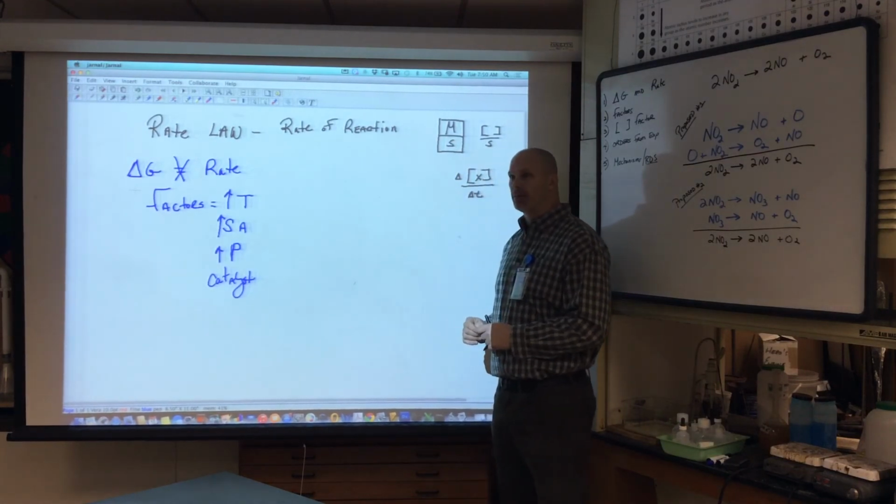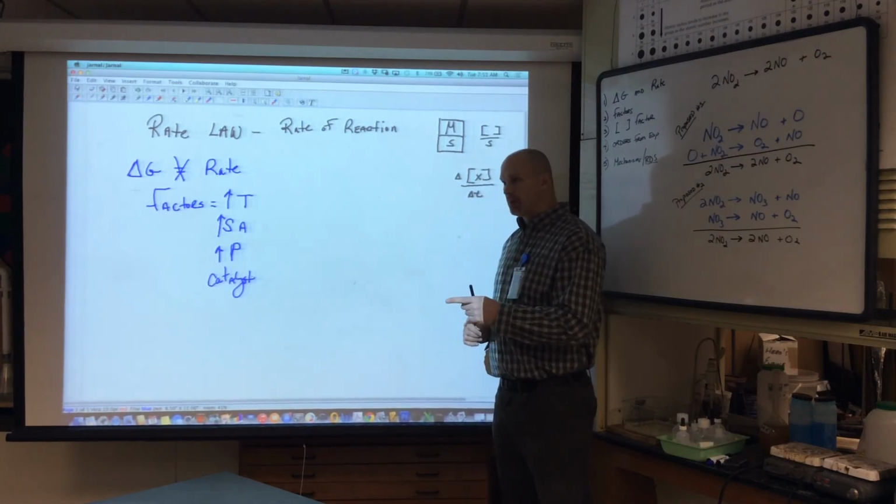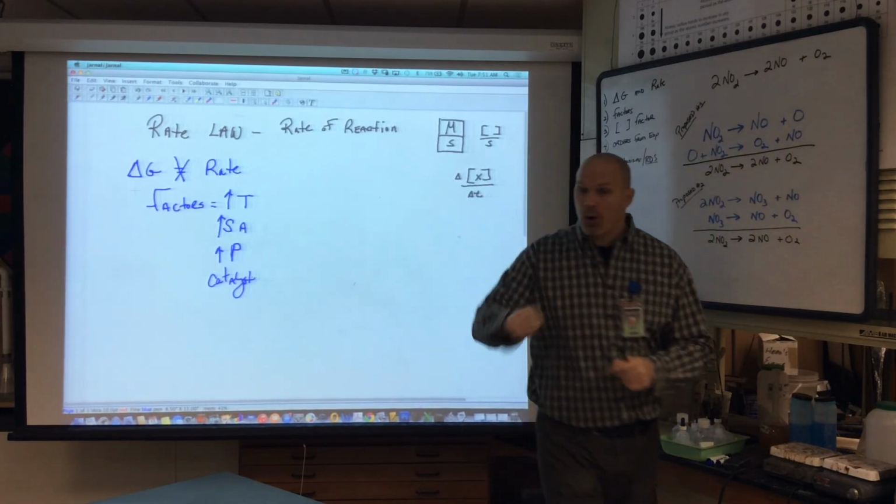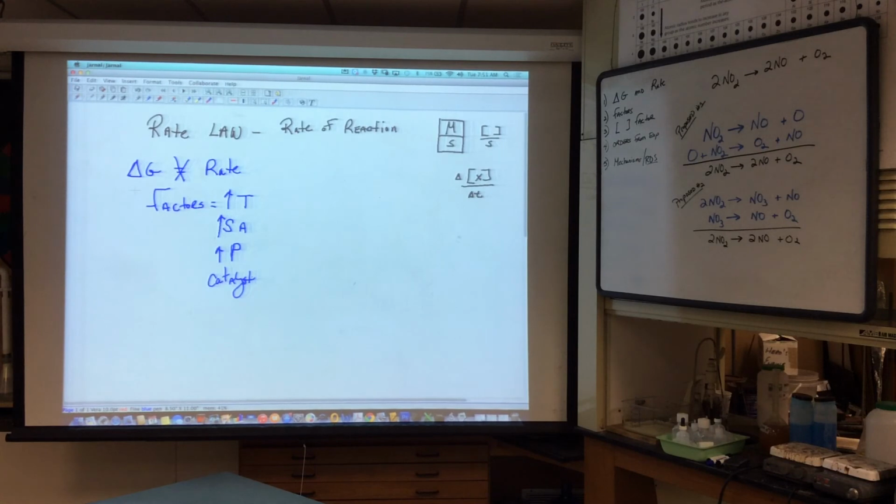We're missing a big one. Yes? Yeah, changing the concentration, and that's the one we're going to be focusing on. So the biggest factor that we're going to deal with is changing the concentration of the reactants, right?